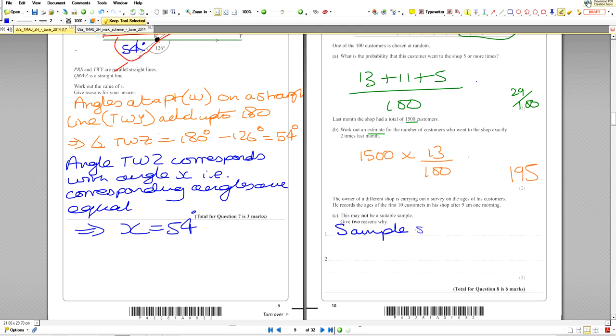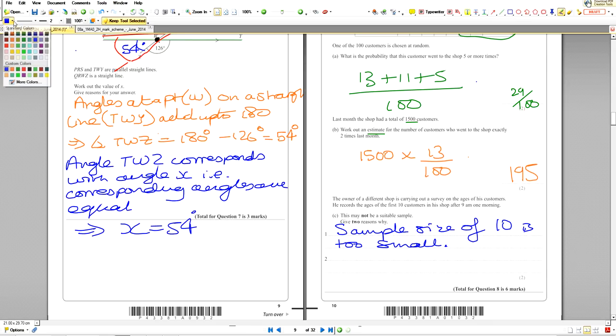So sample size of 10 is too small. Normally when you do a sample, we need like 100 plus. We have to get a nice result. Okay, the next reason. Okay, let's have a look. Now, second reason, the clue is here. Now, what happens if you ask people at 9 o'clock in the morning? So what could that do to your results?